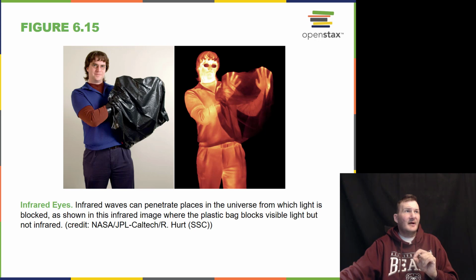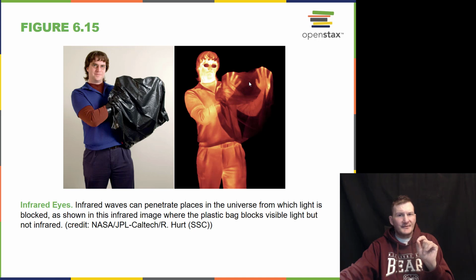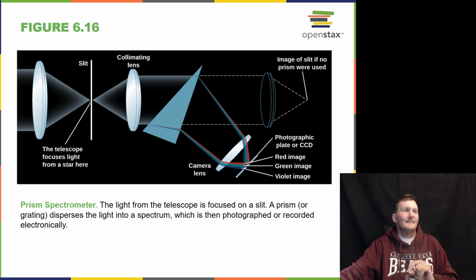So here we have a guy with a black bag over his hands, but in the visible we can't see his hands, right? But in the infrared, his hands are warm. His body temperature is 98.6 degrees Fahrenheit, and the bag is cooler, it's the air temperature, so we can see right through it and see his hands. Infrared is what I use for most of my studies, to see the cool but still warm stars against a very cold background of the universe.